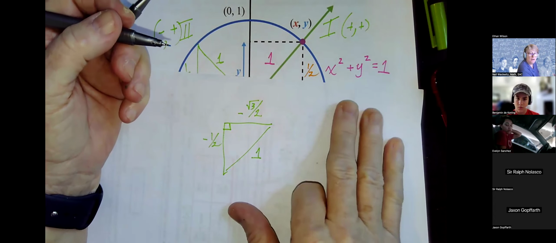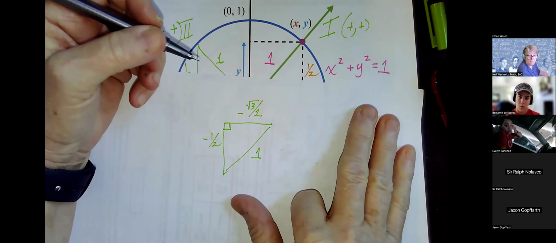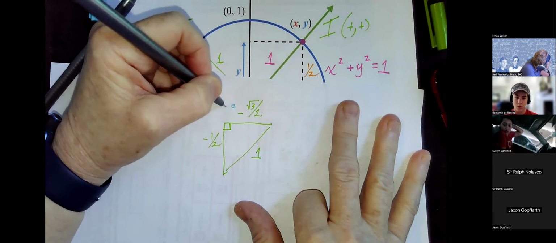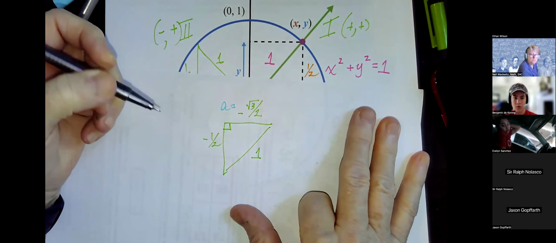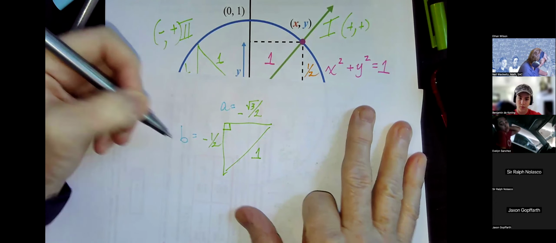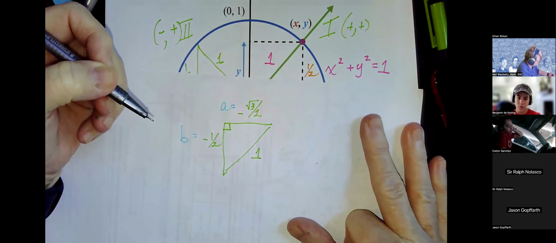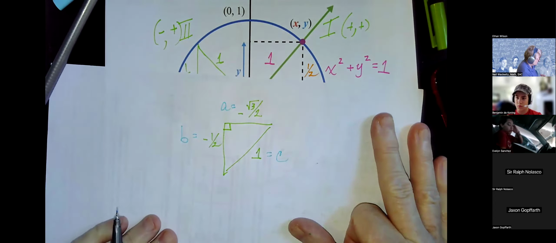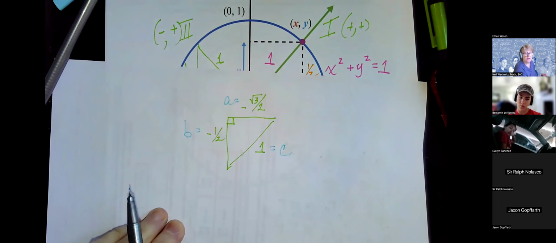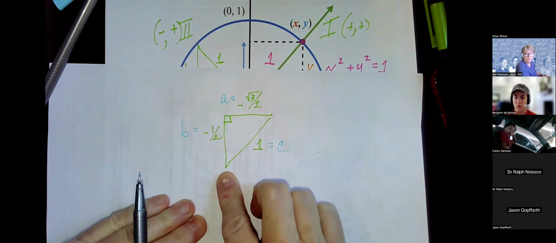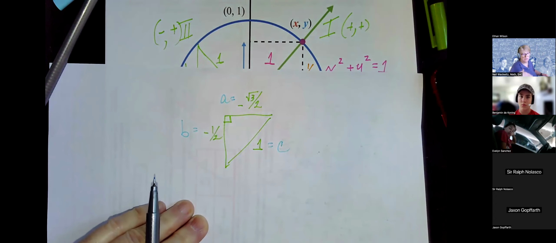Thank you. Okay, which one shall we call A? We could do square root of 3 over 2. Good. And B? Negative 1/2. And C? The hypotenuse one. It helps, I think, always to let A be the horizontal and always to let B be the vertical, just because it gives you a fixed point.